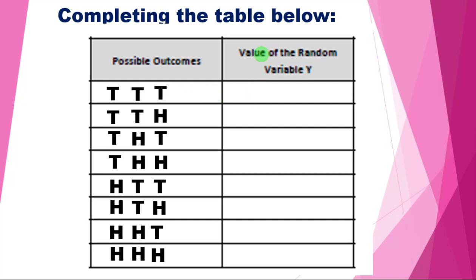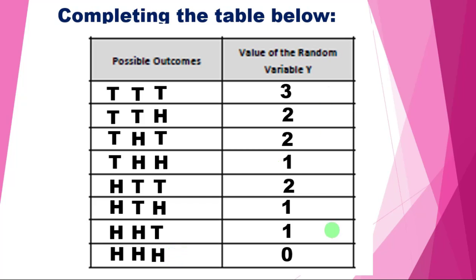Then we have to get the value of the random variable Y. Remember, the random variable Y represents the number of tails in a certain element. So in this case, we have 3 tails. The second one, we have to count the number of tails. We have 2 tails. Then the third one, we have again 2 tails. The fourth one, we have 1 tail. Then another 2 tails. Then the 6th one, we have 1 tail. The 7th one, we have another 1 tail. And here we have 0 tails.